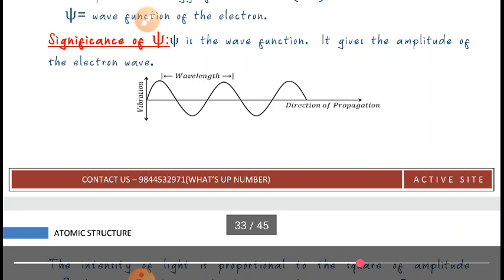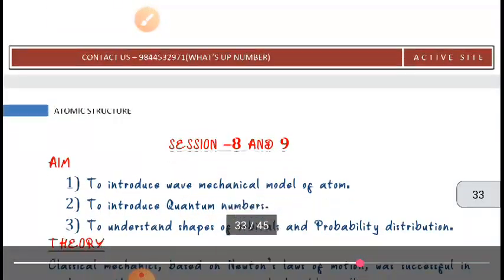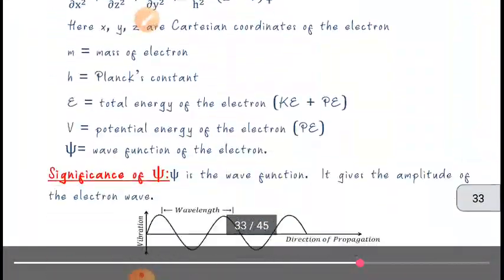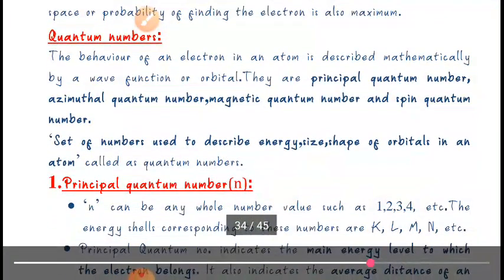So this was all about the Schrodinger wave equation. I hope you have understood this. Now in the next class we will learn about the quantum numbers. Till then, thank you.